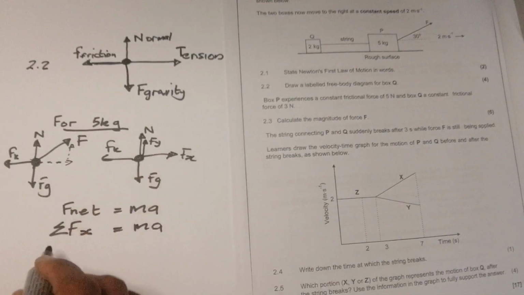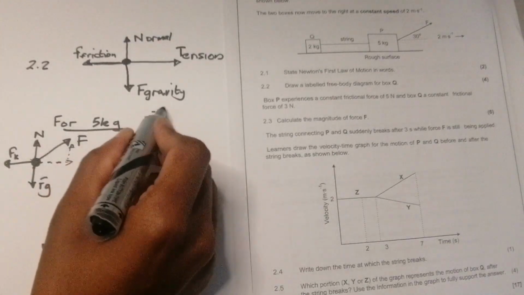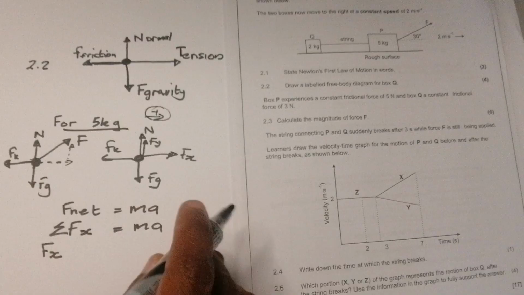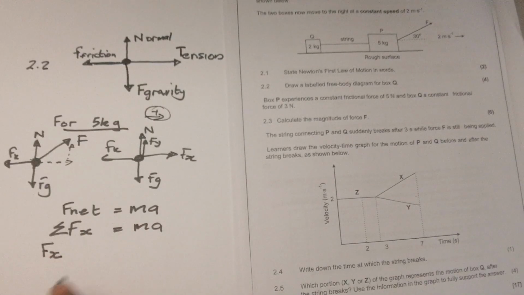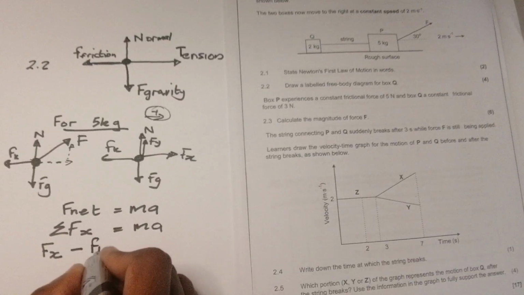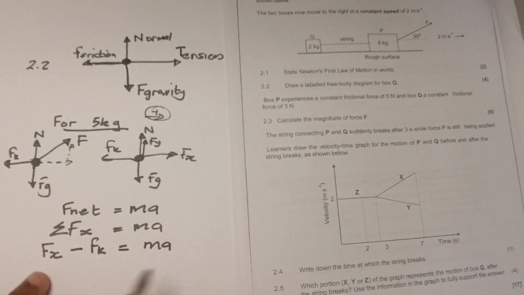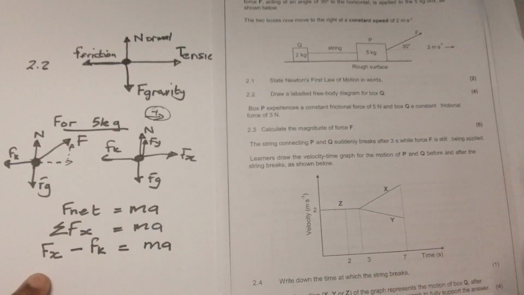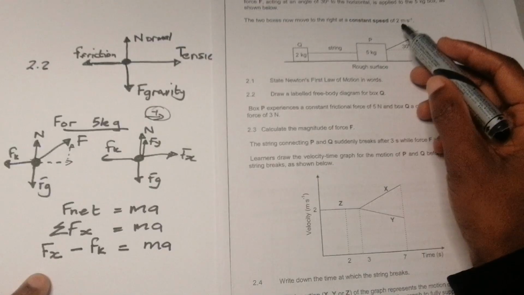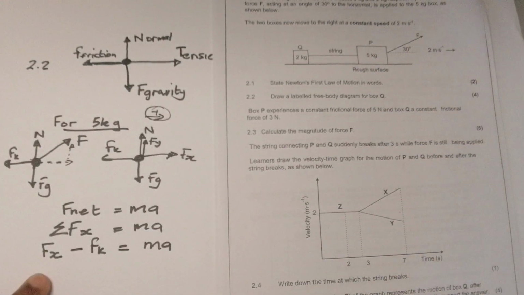So what are those forces? It's going to be Fx. I'm going to consider direction to the right as positive because the motion is to the right. So that's Fx minus our frictional force, so that's Fk, which is equal to MA. Now please, I want you to remember, what did we say? We said this thing is moving at a constant speed of 2 meters per second. So what's our acceleration value? So acceleration value should be 0.